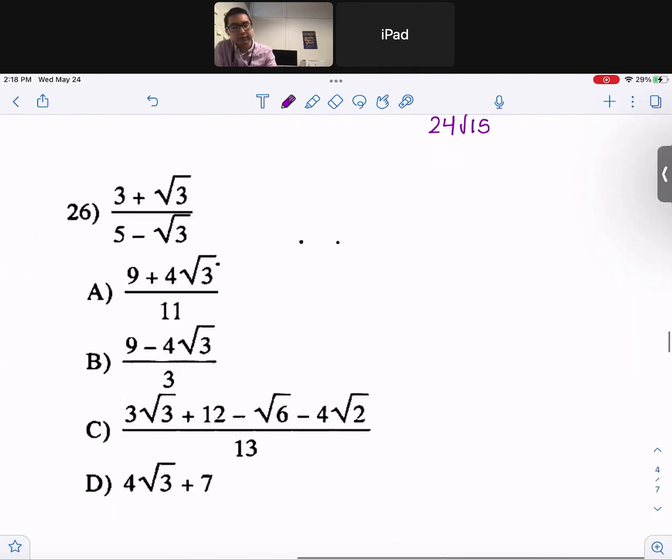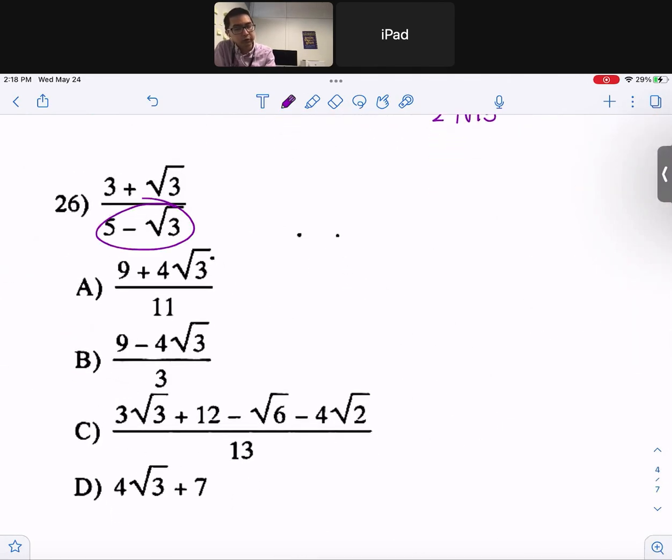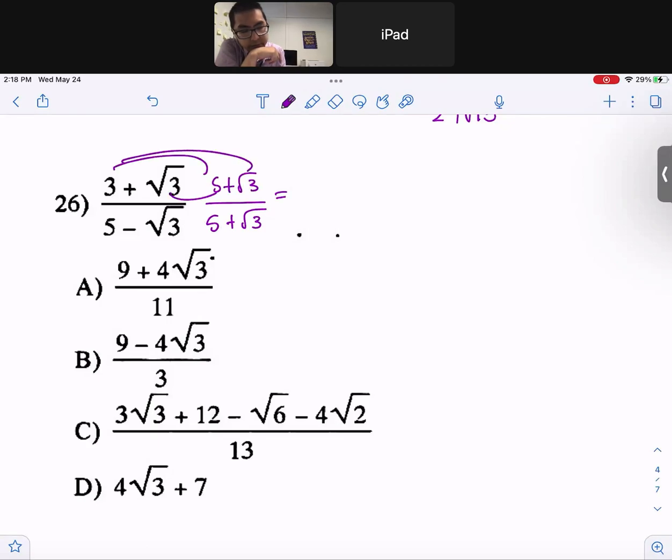Okay, 26. Now, when you have two terms in the radicals, if you have a binomial, which is two terms, then you need to multiply by its conjugate. So at the top, we have to do a double distribution. So 3 times 5 is 15. 3 times rad 3 is 3 rad 3. Rad 3 times 5 is 5 rad 3. And rad 3 times itself is just 3.